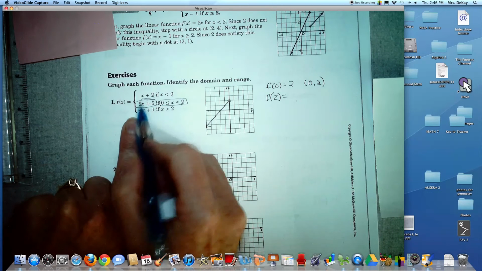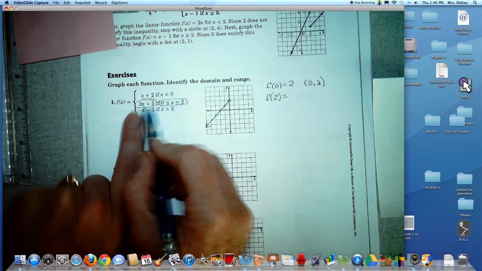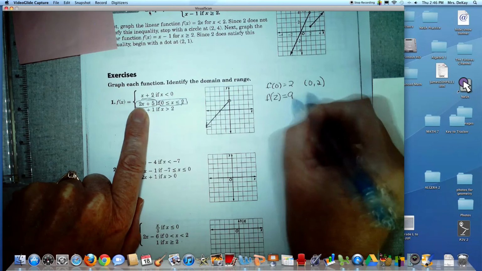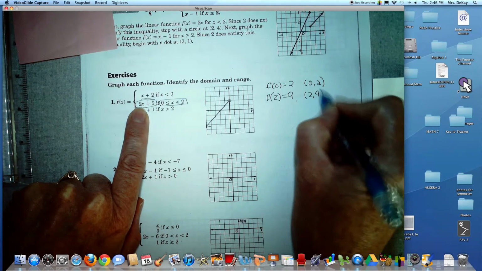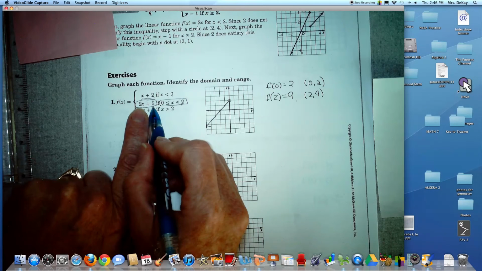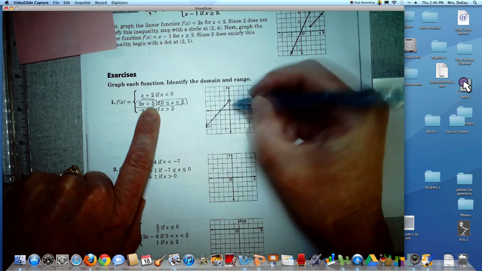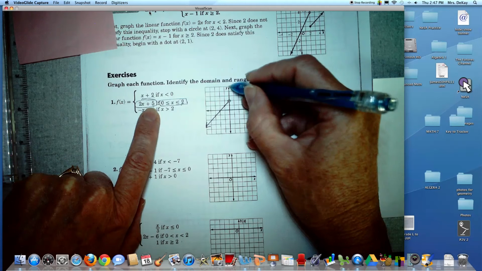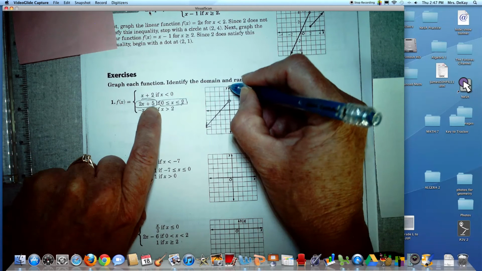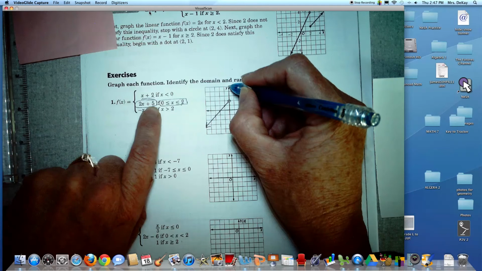So if I put a 2 right there, I would get 4 plus 5, which is 9, and I would need to graph the point 2, 9, and that's not going to be on my graph, is it? Okay, so maybe I'll just do the y-intercept one. So can I find the y-intercept? It's at 5. So 1, 2, 3, 4, 5. Is it going to be a circle or a dot? Dot. Yeah, it's going to be a dot.